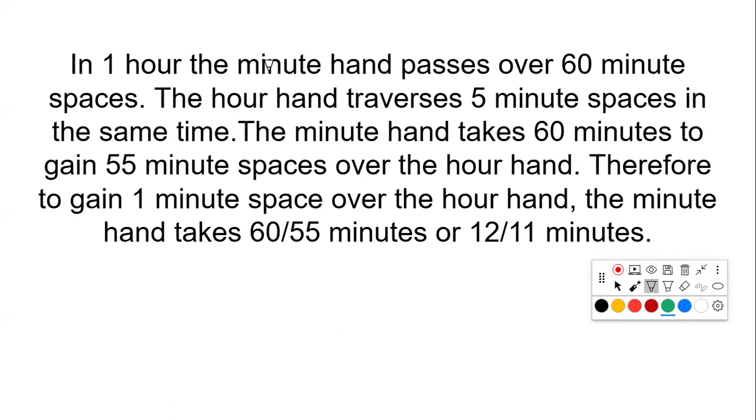In 1 hour, the minute hand passes over 60 minute spaces. I don't think you have any doubt. In 1 hour, the minute hand, only talking about the minute hand, passes over 60 minutes. In 1 hour, the hour hand traverses 5 minute spaces in the same time. So when the time is 12 noon, by the time the minute hand traverses all the 60 minutes, that is 360 degrees, the hour hand would have moved by how many minute spaces?